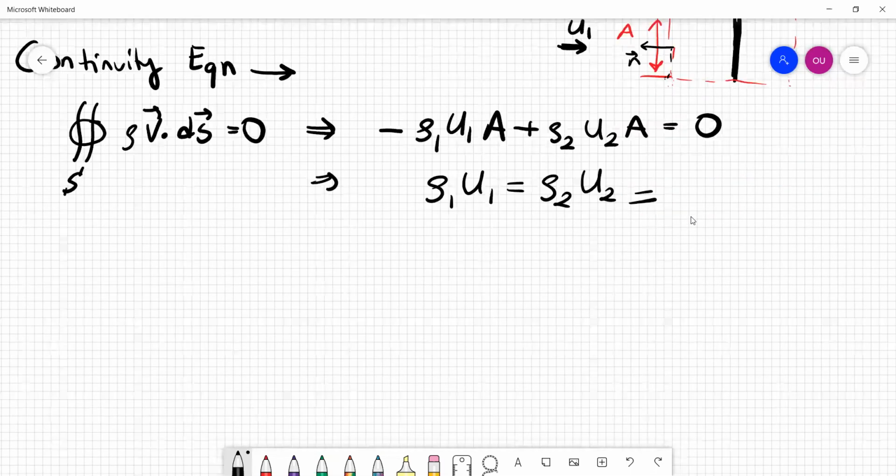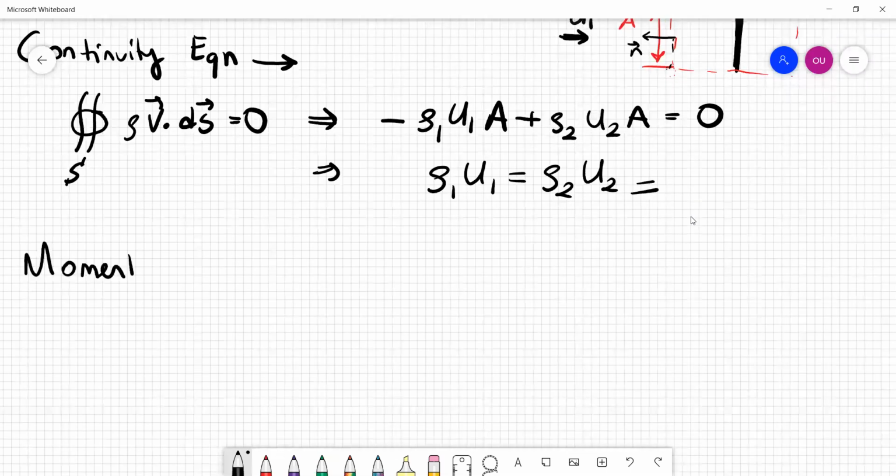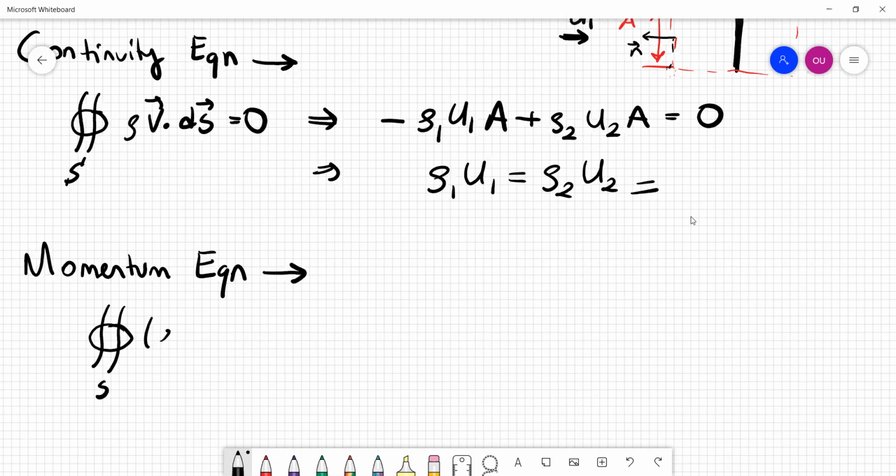The next one is, of course, the momentum equation. Again, the unsteady term is missing, so we only have the steady state term, which is the surface integral in the integral equation, which is basically ρ v dot dS times v. On the right hand side, this shows the incoming and outgoing momentum from that control volume. That must be balanced.